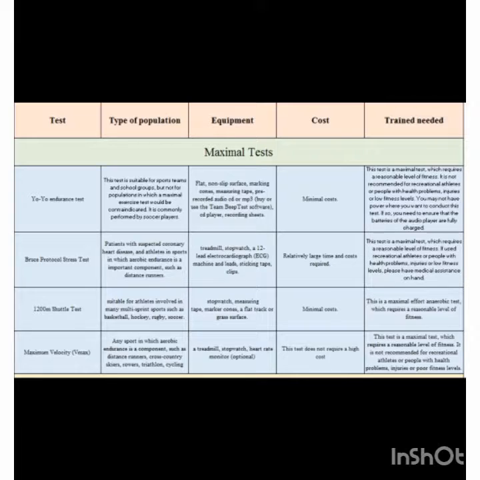These are some. The Yo-Yo endurance test, where the user must move from point A to point B each time a beat sounds, which will start to sound faster as the level gradually increases. This test requires a flat, non-slip surface, a constant measure, an audio player, and the recorded audio.